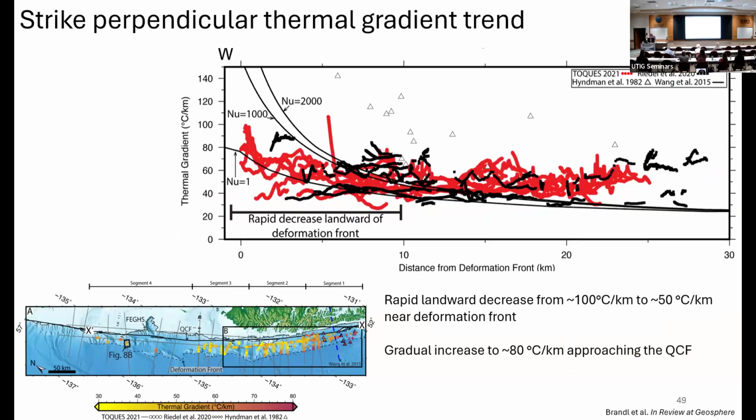Now, if we look at the strike perpendicular thermal gradients, so now we're oriented perpendicular to the plate boundary, we see that there's this rapid landward decrease of the thermal gradients near the deformation front. Within 10 kilometers of the deformation front, the thermal gradients decrease from about 100 degrees C per kilometer to near 50 before they plateau and then gradually increase to about 80 degrees C, approaching the Queen Charlotte Fault.